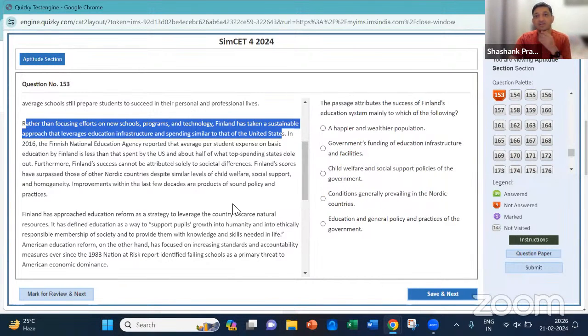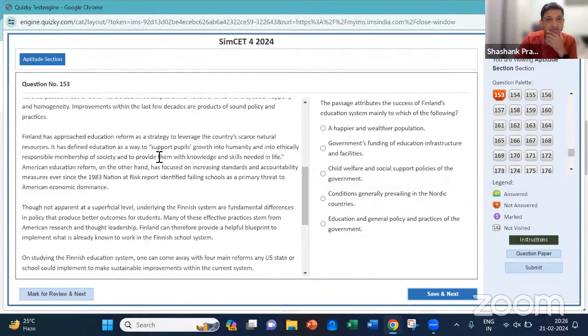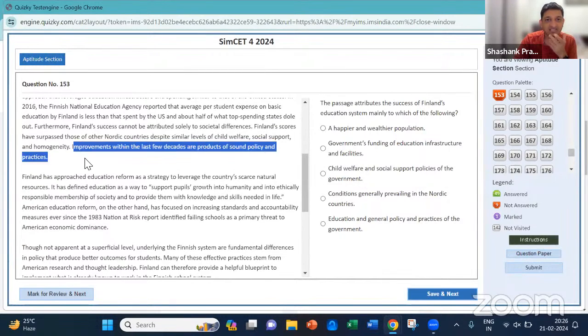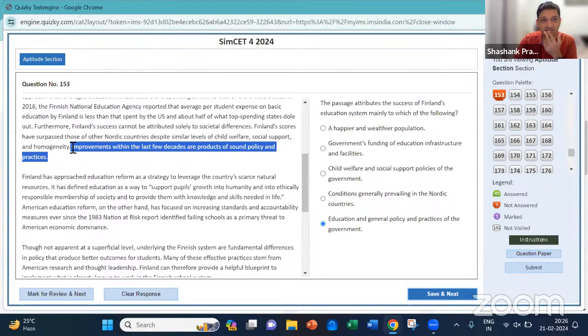So let's go. Passage attributes success of Finland's education to which of the following? Happier and wealthier you are. Again, let's see what happens. Improvements are products of sound policy and practices. This is what I can see. Condition clearly Nordic won't be it, because it surpassed those of other Nordic countries. So 4 is definitely out. Education and general policy and practice. I think this is right, because again it's an absolute sitter.